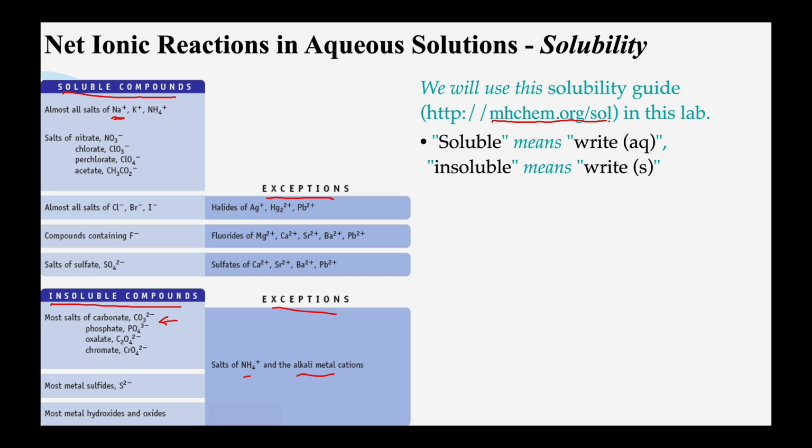Alkali metals, by the way, are group 1A. Those are lithium, sodium, potassium, etc. Magnesium is not one of those. Magnesium carbonate is insoluble. So you would write an S next to the MgCO3. Now, actually, magnesium carbonate can be made soluble. There's different kinds of magic tricks, if you will, that we haven't talked about yet. But by default, you would say it was insoluble.